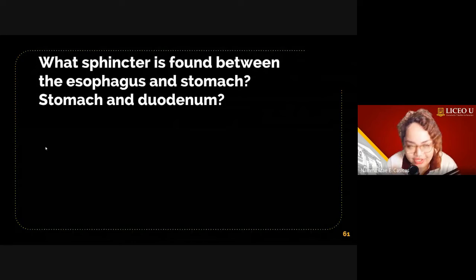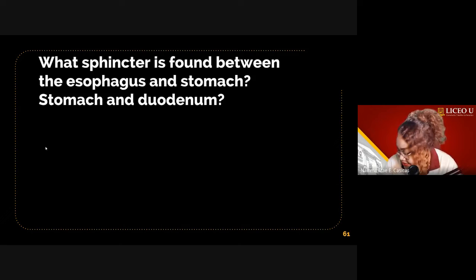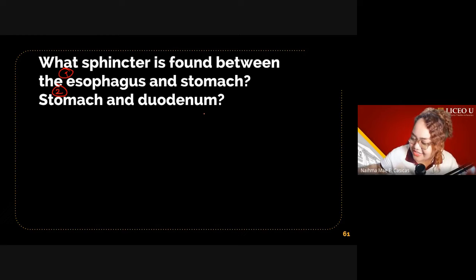So, question. What sphincter is found between the esophagus and the stomach? And between the stomach and the duodenum? Number one is esophagus and stomach. And number two is stomach and duodenum. So, number one and two. Kindly answer in the chat box.